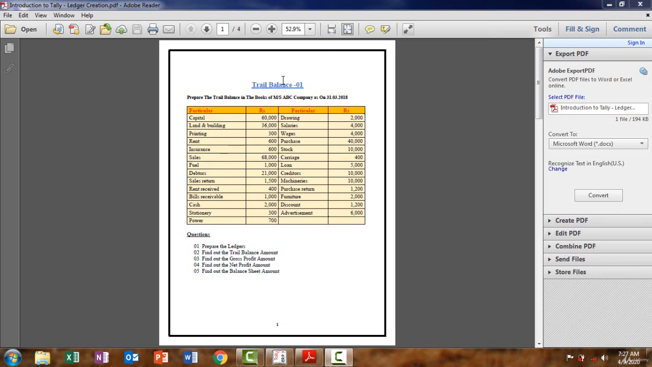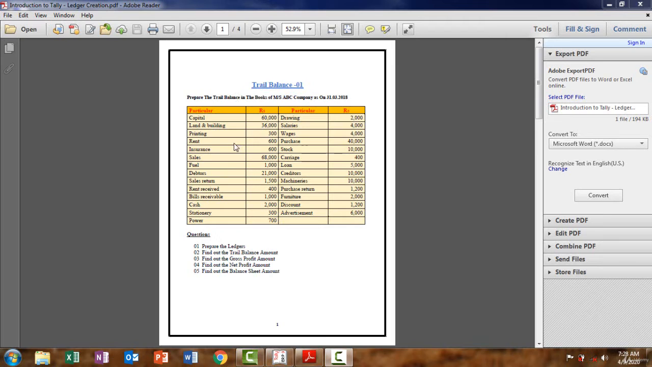Now we are going to look at how we can put the trial balance into the Tally software. The question is trial balance 1. Prepare the trial balance in the books of ABC company as on 31st March 2018, and they have given the ledgers and the amounts. The question is to prepare the ledgers, find out the trial balance amount, find out the gross profit amount, find out the net profit amount, and find out the balance sheet amount.